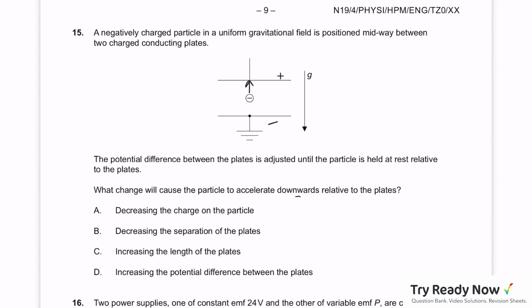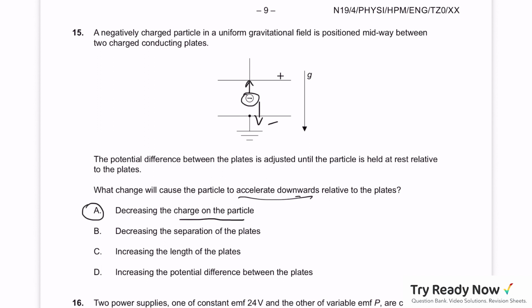So we want a change that would cause the particle to accelerate downwards. The answer for this is actually option A, because if we reduce the charge of the particle, the electric force between this negative charge and the positive charge would reduce, because the particle is charged less negative, if that makes sense.